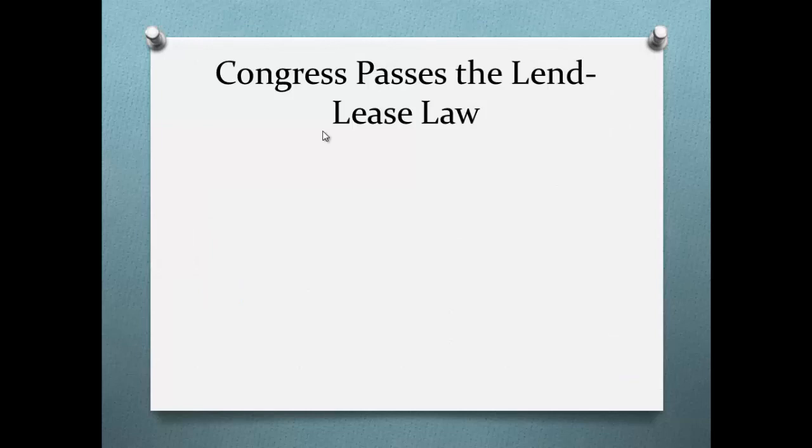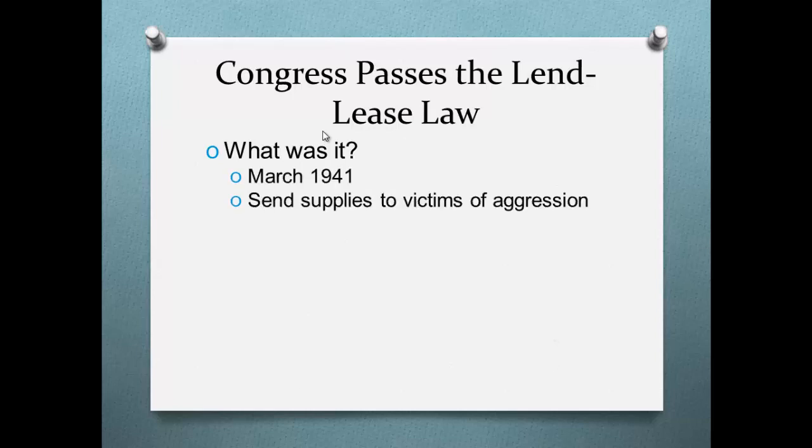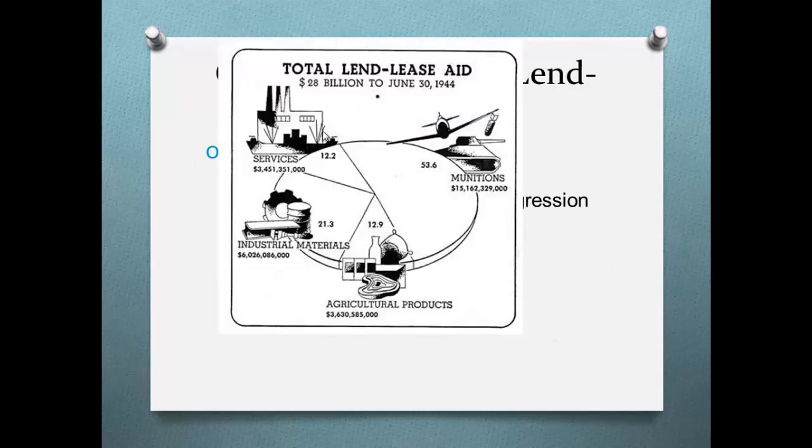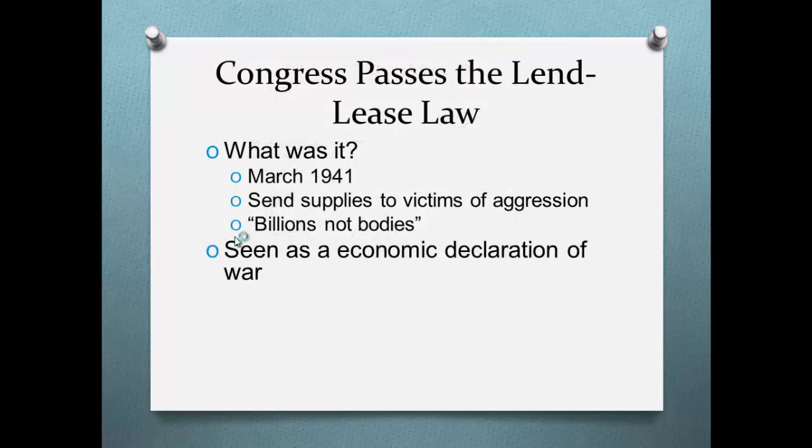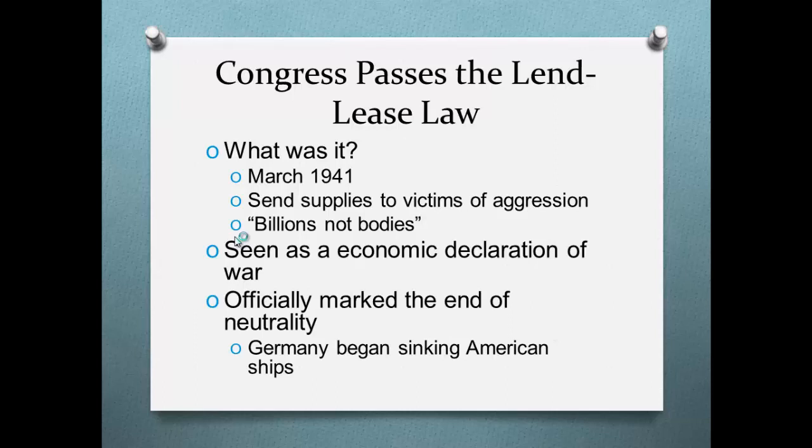Congress passes something called the Lend-Lease Act. Very important to know. I can guarantee this will be on any test that you take and probably even on the APUSH exam as well. So March 1941, this allows the U.S. to send supplies to victims of aggression, and this idea is billions, not bodies. So by June 1944, $20 billion is going that way. Most of it is through munitions, some is through food, some is through materials necessary like oil, and some is even different services. But this is seen as an economic declaration of war, and it officially marked the end of U.S. neutrality. And Germany, in return, started sinking American ships.